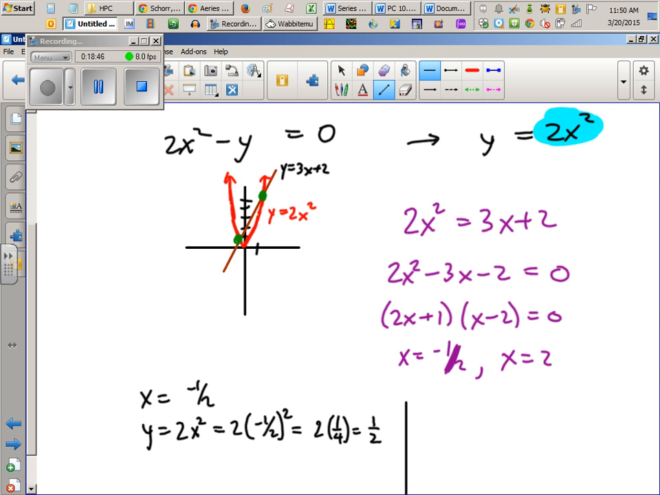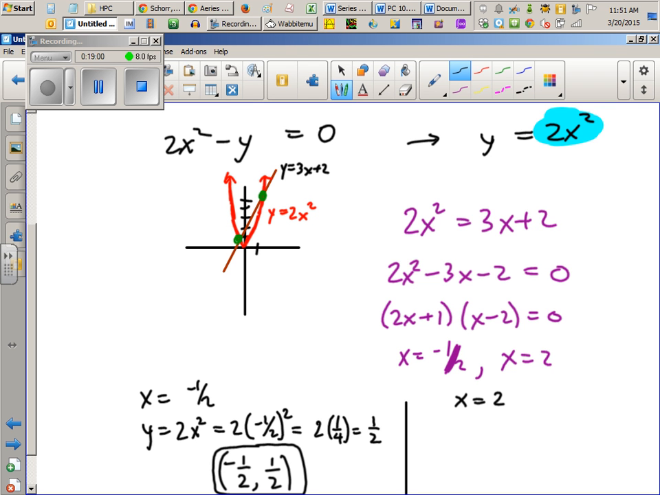Okay? When I plugged in negative half, I got half, which means that the graph passes through negative 1 half, comma, half. I'll bet that's the green point on the left. If I let x equal 2, which is also a perfectly valid solution, and I plug that into 2x squared, I simply get 8. In other words, 2, 8 is also a valid solution. I expected two answers on this problem anyway. Here they are.